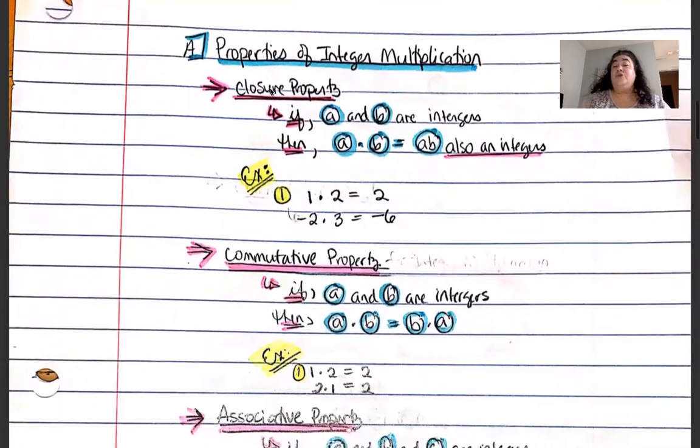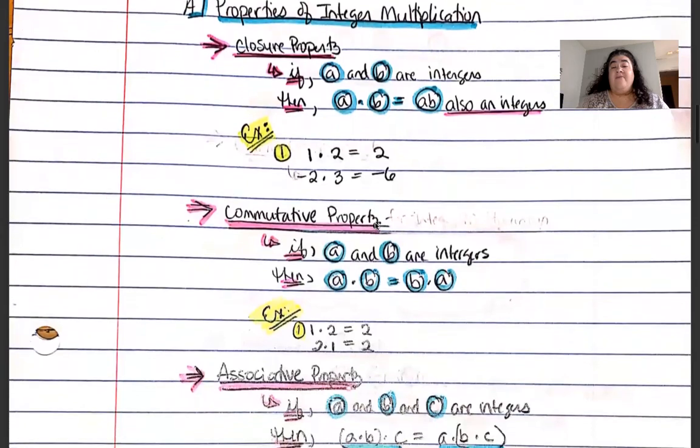Once again, the closure property is in effect. What does this mean? It means that if A and B are both integers and we multiply them together, then their product will also be an integer. Something that we all know intuitively because of the basic math skills that we've picked up along the way, right? So 1 times 2 will be 2. 1 is an integer, 2 is an integer, and their product is also an integer, okay?